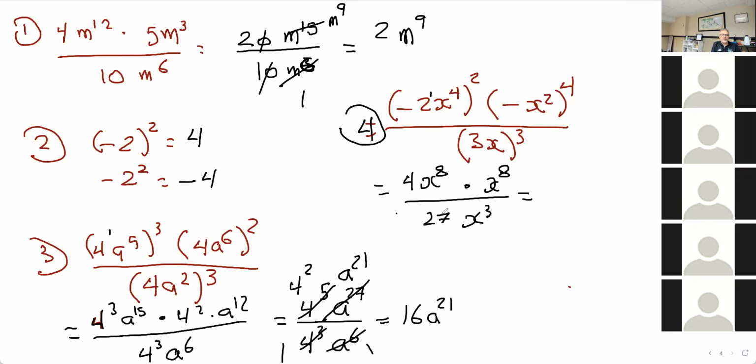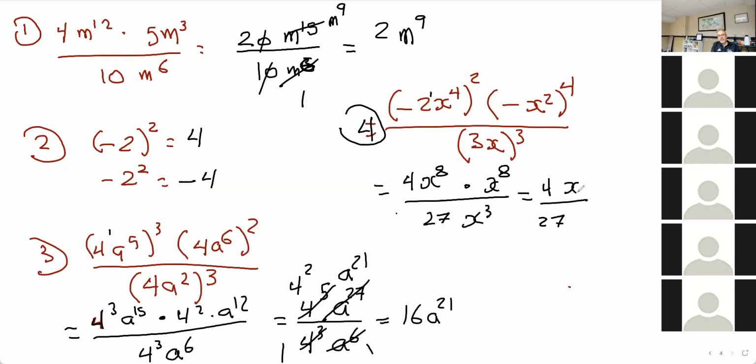Now, the 4 and the 27, they are whole numbers. We could reduce them if we can together, but they don't reduce. 4 doesn't go into 27, 2 goes into 4, it doesn't go into 27, so you have to keep them this way. So now we have 4 over 27.